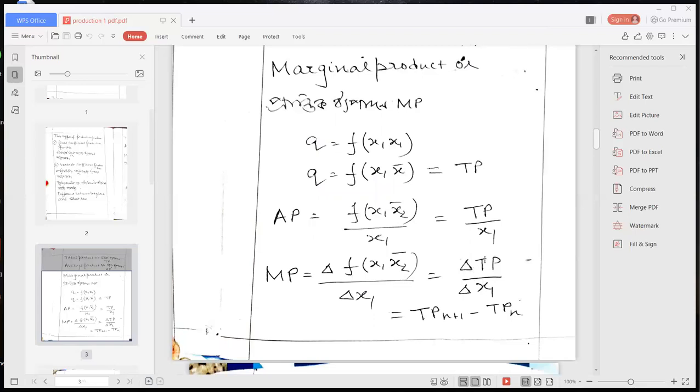That is, del TP means change in total product, and del x1 means change in variable input. That is, the (n+1)th unit of total product minus the nth unit of total product. You can explain it this way: the total product by employing 10 units of labor minus the total product by employing 9 units of labor. The difference is MP.